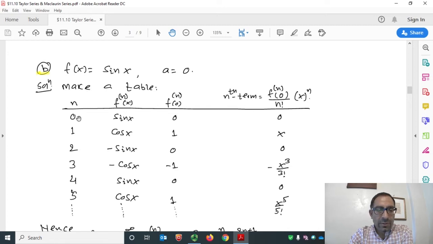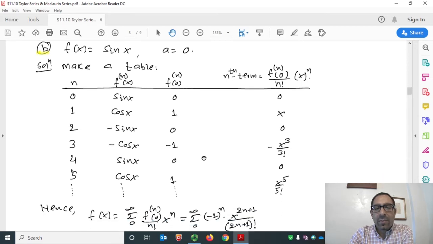Put n equals 0. The 0th derivative of the given function is itself, sine x. Evaluate sine x at the origin 0. We know sine 0 is 0, so the nth term also turns out to be 0. Put n equals 1. The first derivative of sine x is cosine x. Evaluate cosine x at the origin, cosine 0 is 1, and the nth term turns out to be simply x.